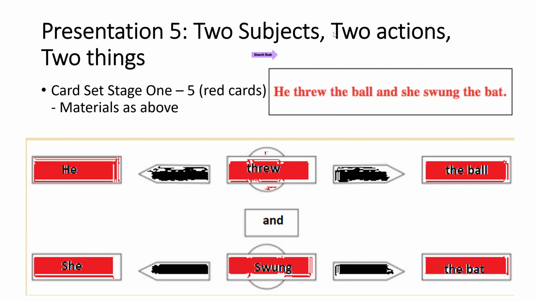He, she. Yes, ma'am. He and she are two subjects. So what are the two actions? Threw and swung. Okay, so I have two actions here. What are the two things? The ball and the bat.